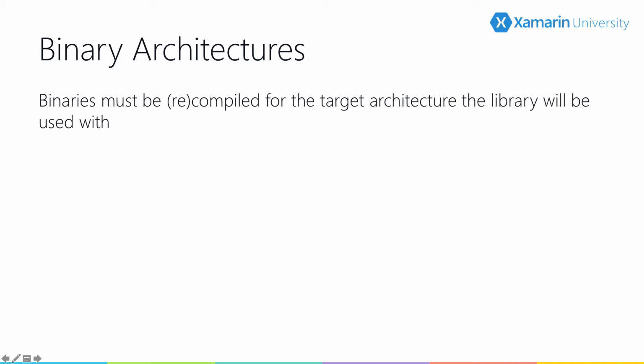Due to the fact that different CPUs have different instruction sets, binaries must be recompiled for the target architecture the library will be used with. A processor or CPU is tasked with performing several tasks at any time, which may include communication with peripherals and devices, providing timing signals for code execution, the direction of data flow, as well as performing computer tasks as specified by the instructions in memory.